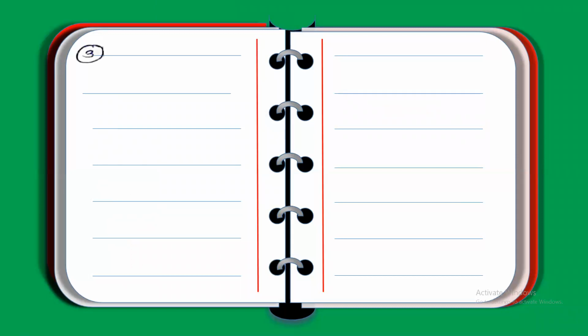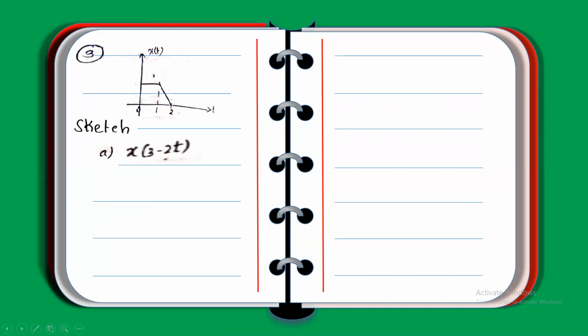In problem number 3, a signal x of t is given. We are asked to sketch x of 3 minus 2t. This can be viewed as x of minus 2t plus 3. There are 3 operations involved in this question.